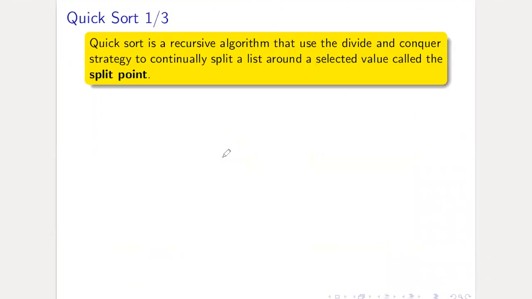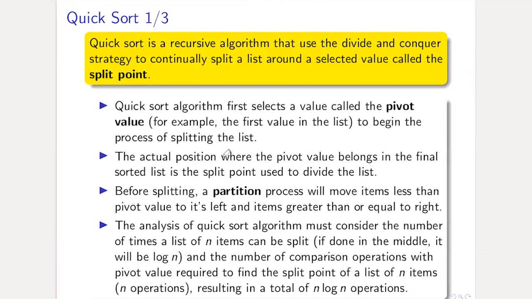Right. Next, I want to discuss quicksort. This again is a divide and conquer strategy based algorithm. Here of course the splitting is done differently. So for example, remember binary search, where you split in the middle. Here, of course, the splitting is done around a value. And that value we call the split point. So the split point is somewhere in the list.